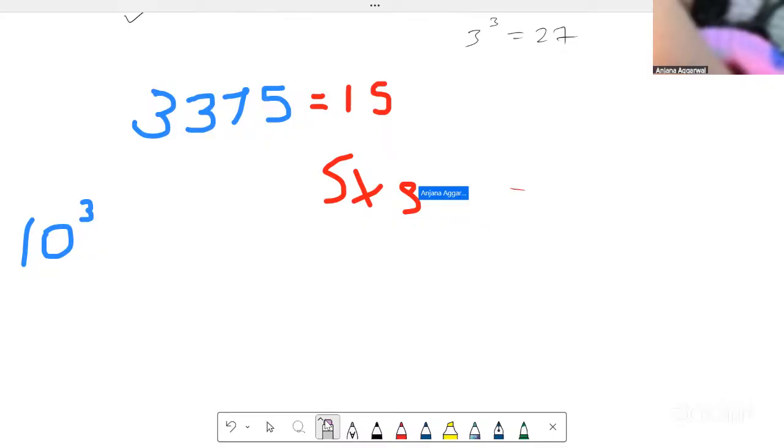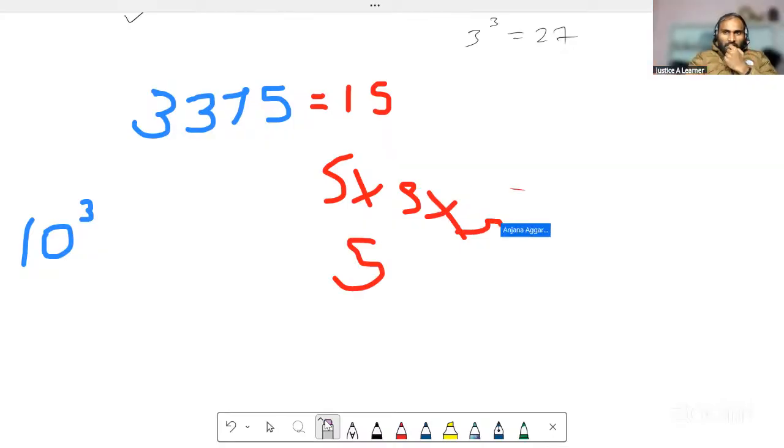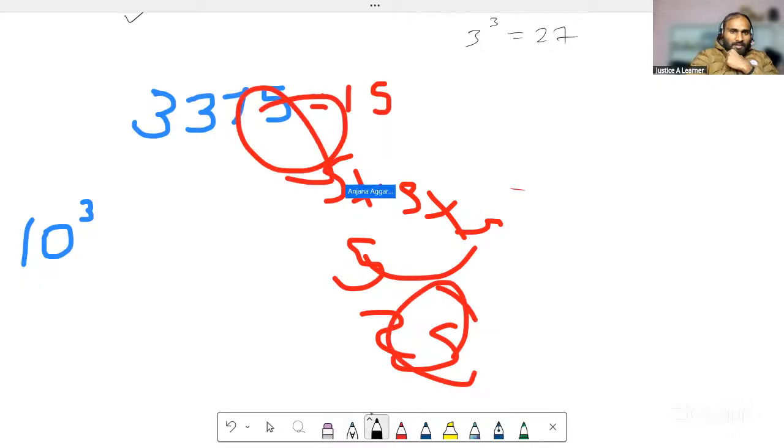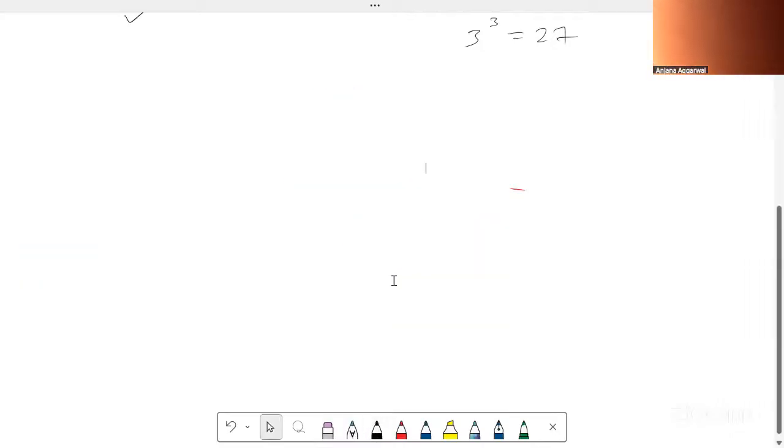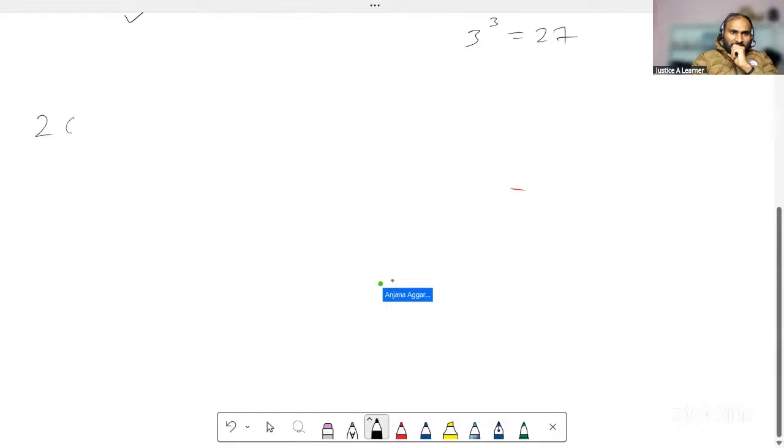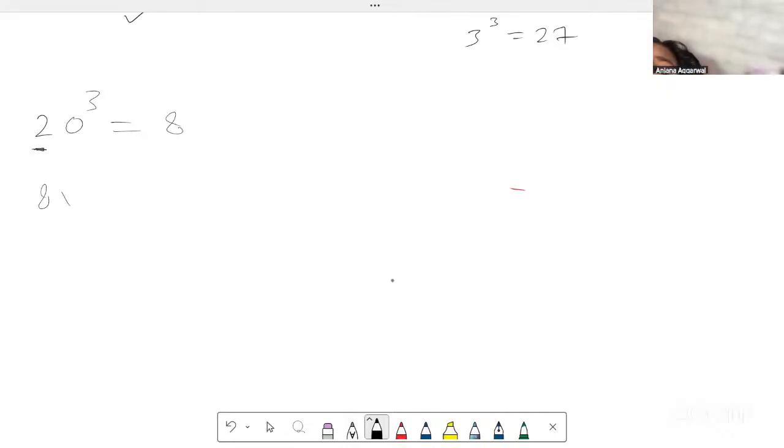Now listen to me. You are able to do it up to 10 to the power 3. What if I go with some other numbers? Erase your data. So if it is not 10 to the power 3, but 20 to the power 3, what would happen? I would just find the cube of 2. I already know that is 8. I can also write 8 into 10 to the power 3.